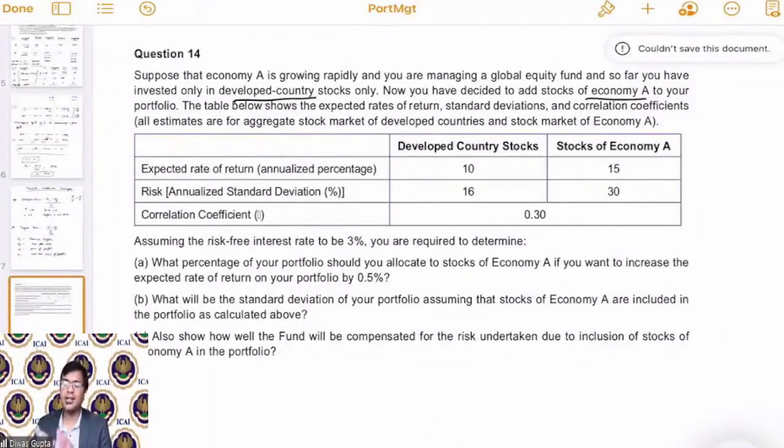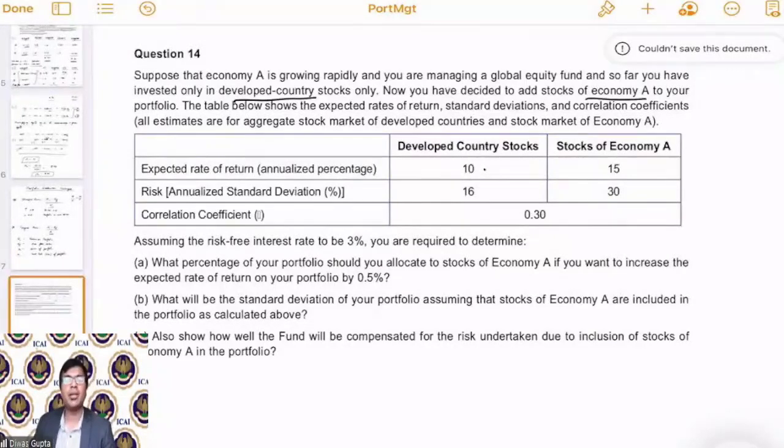But what they are saying is that these estimates are for all the economy put together, for the aggregate stock market, which is what we need also. So the developed country stock is 10, and economy A is 15 as the return, and the risk also you can see. So students, if you note here, the developed country stock is giving you a lesser return and the risk is also lesser, but for economy A, the return is higher and the risk is also higher. That's how we should analyze the initial thoughts on the question.